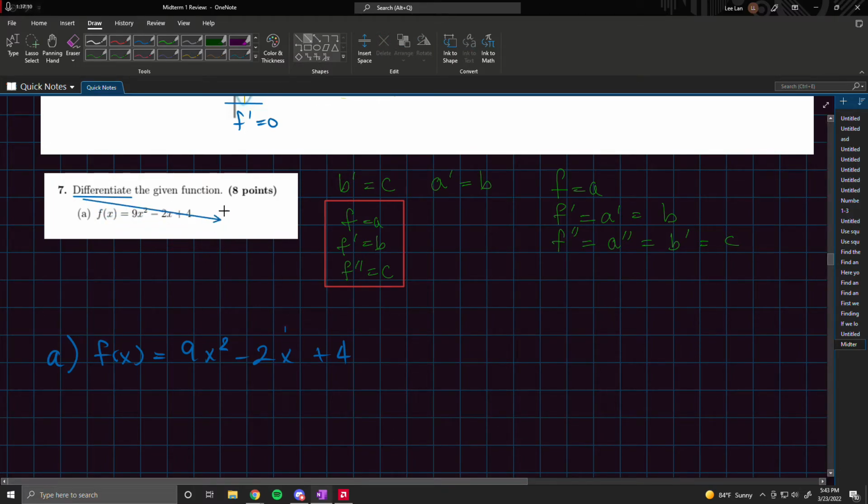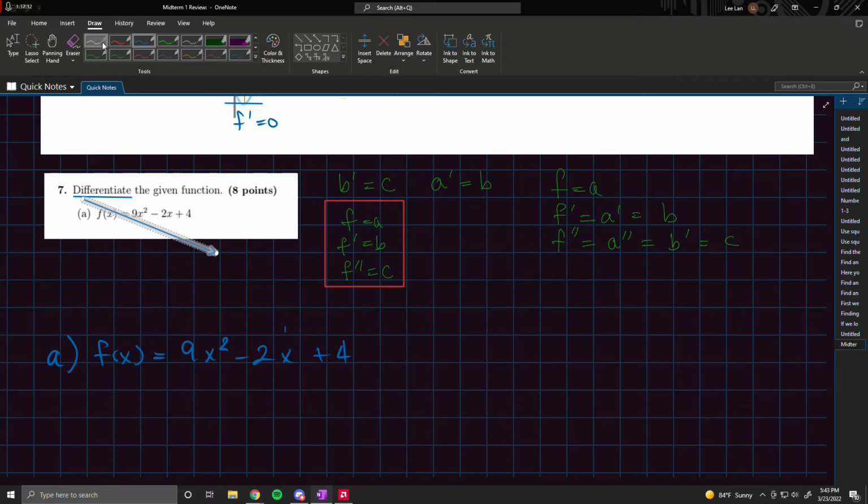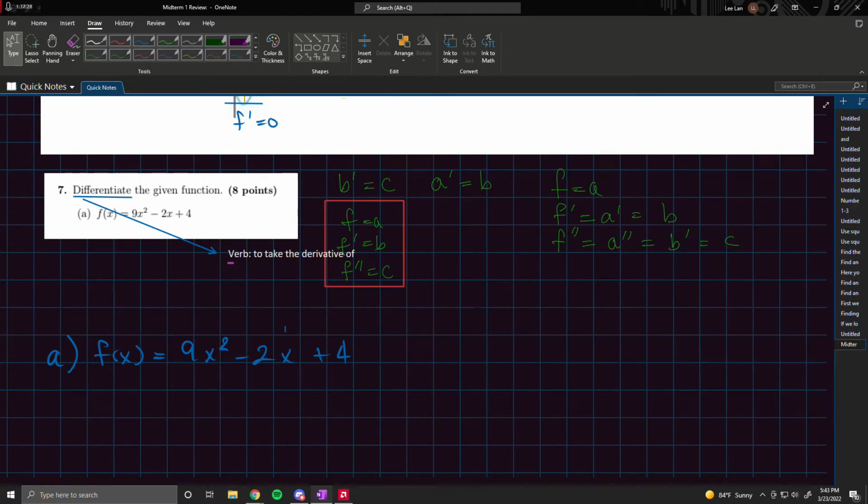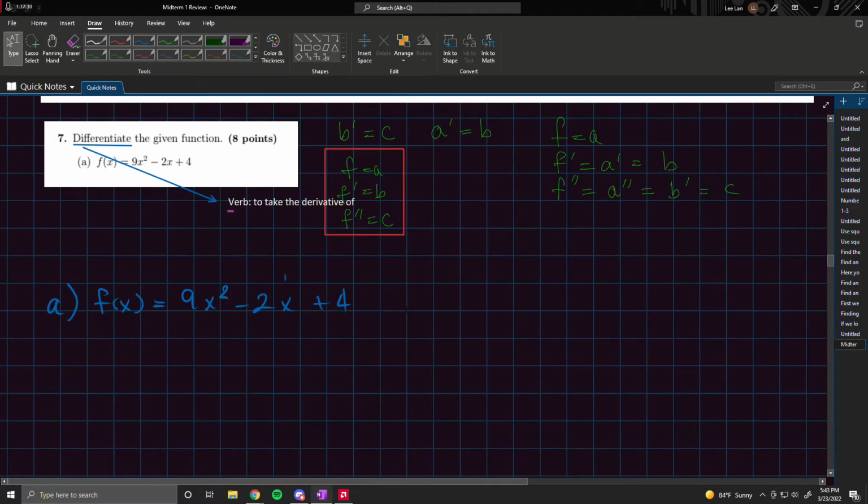Differentiate, I like to think of it as a verb. Basically, that's how I like to think of it. Differentiate the given function means take the derivative of the given function, if that confused you. So anyway, the function is 9x squared minus 2x plus 4. So how do I take this derivative?